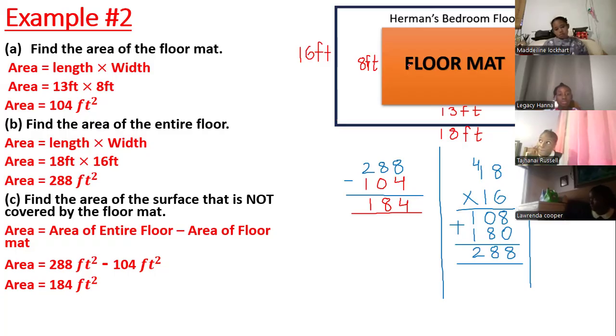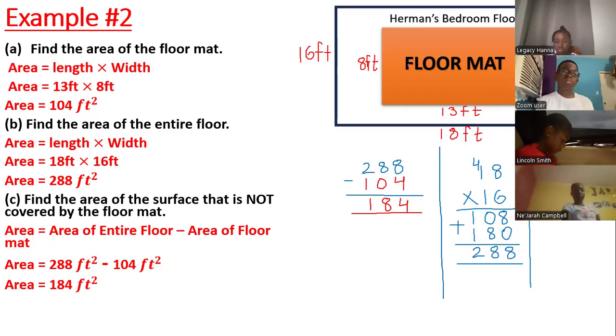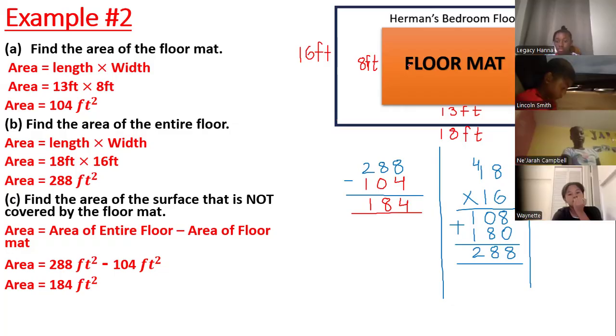I have a question, Miss Petit. Go ahead. If we do not put the feet squared, will we get that wrong? Yeah, if you do not put the feet squared, that means it's not fully right. You wouldn't get full marks. I think they'll give you a half point. But you need to put the feet squared. That's the units.